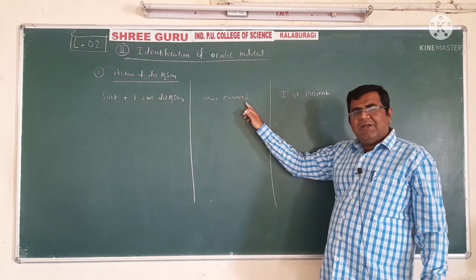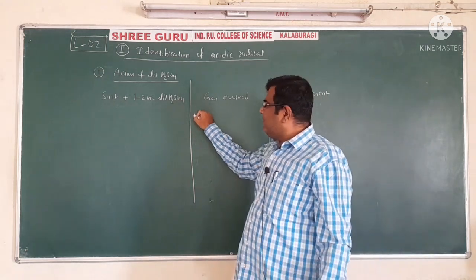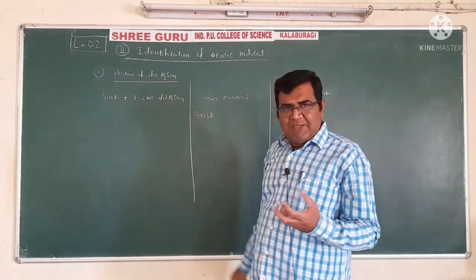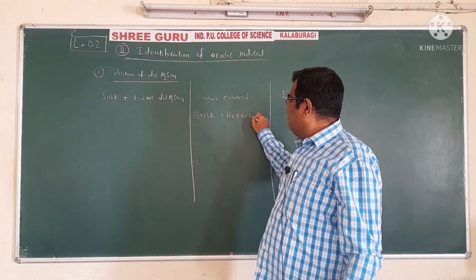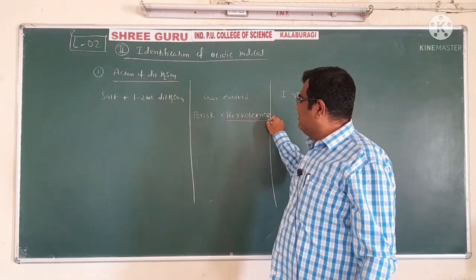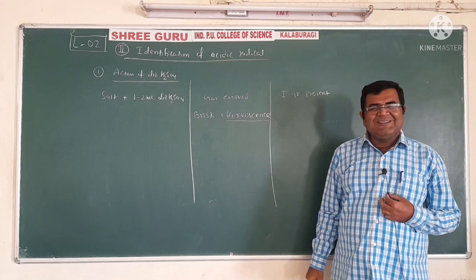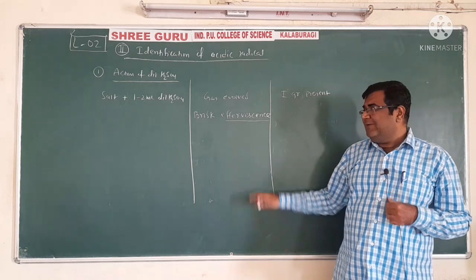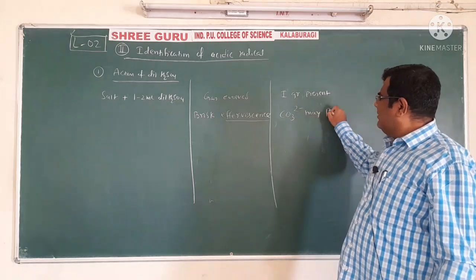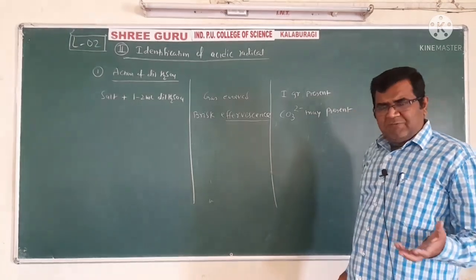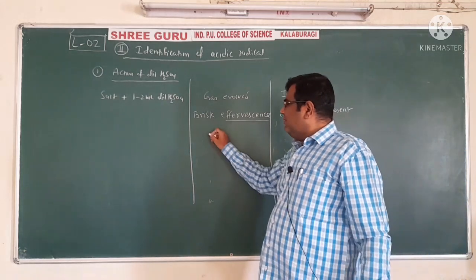So gas evolved. And what is the appropriate conclusion for it? Inference: first group present. Then what to write? Brisk effervescence. Brisk means very fast. Effervescence, E-F-F-E-R-V-E-S-C-E-N-C-E. You have to make the correct spelling. Effervescence is a very typical word. We do not use it always in our daily life. And then we have to write carbonate may be present. So if you have brisk effervescence, you are lucky. It means in the first group only you got your acidic radical.